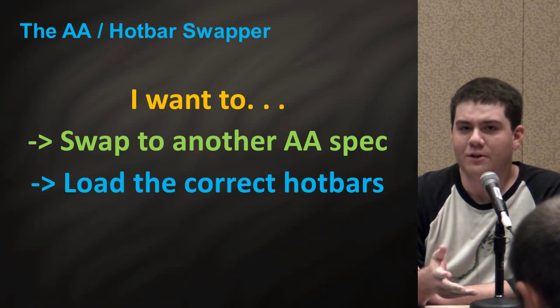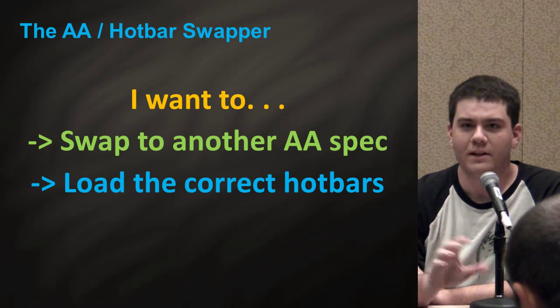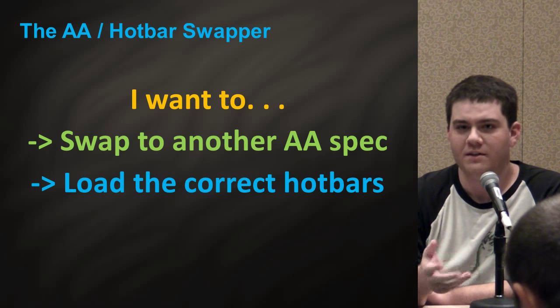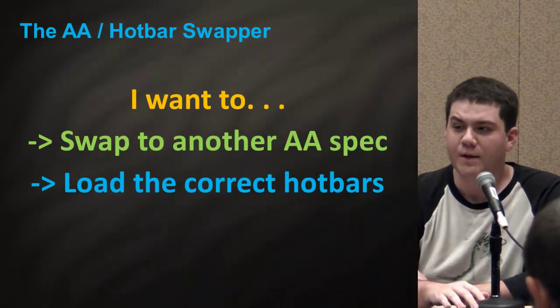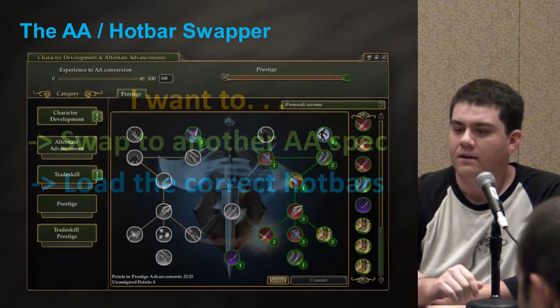I play a swashbuckler, which I'm constantly going between the left and the right prestige for AoEs and single target. So it can get a bit frustrating at times because I have to go into the AA window, click on a little dropdown, select a new one, change all my hotbars and all that. I want to find a way to automate it. And this example right here is really talking about how far you can take macros in game. Alright, so where do I start?